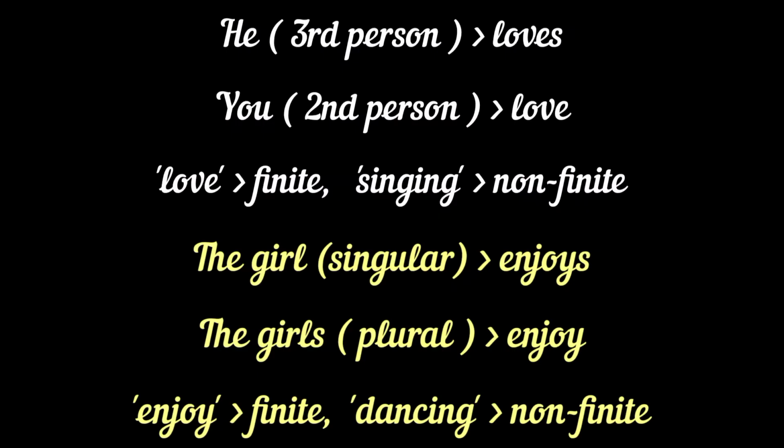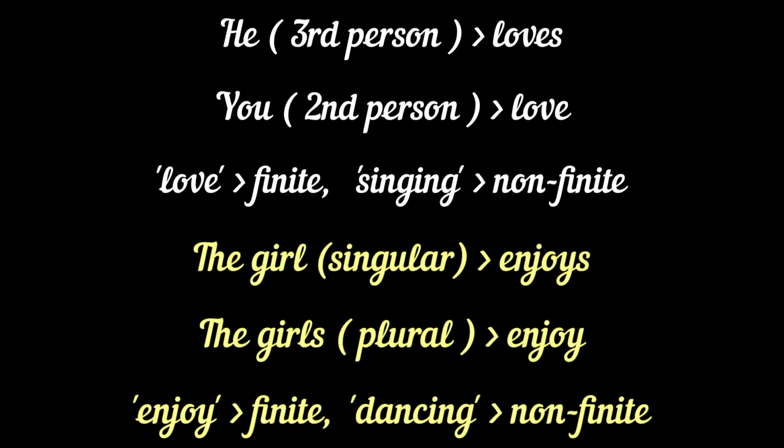In the first pair of sentences, as the third person subject he changes to the second person you, the first verb loves becomes love. So here love is a finite verb because it is changing with the change in the person of the subject. However, the second verb in these two sentences, singing, does not undergo any change, so it's a non-finite verb.